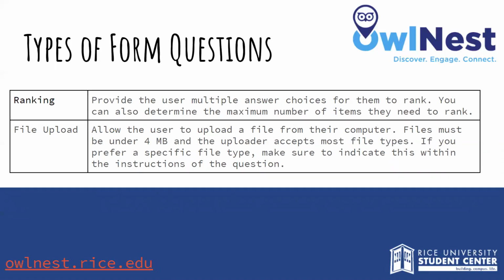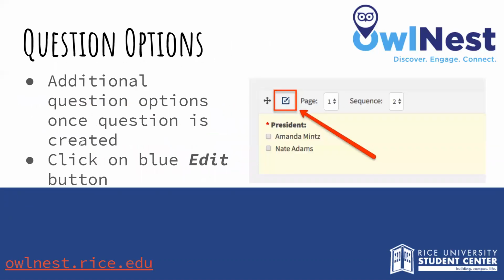Last but not least, file upload allows the users to upload a file from their computer. Files must be under 4 megabytes, and the uploader accepts most file types. If you prefer a specific file type, make sure to indicate this within the instructions of the question. You can also add additional question options once a question is created by clicking on the blue Edit button.